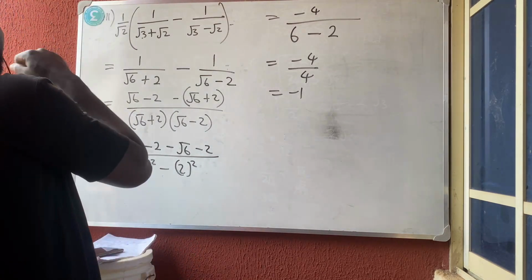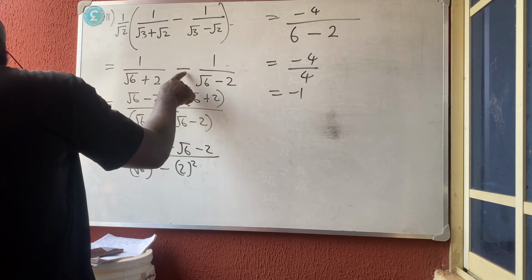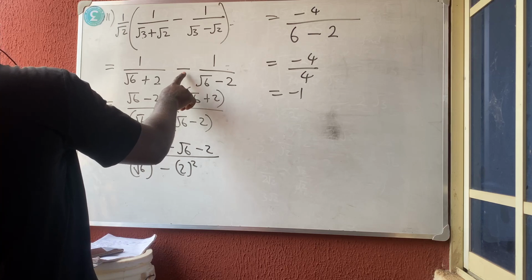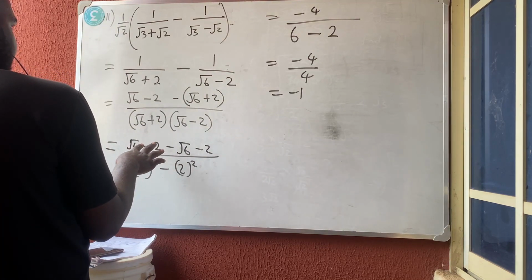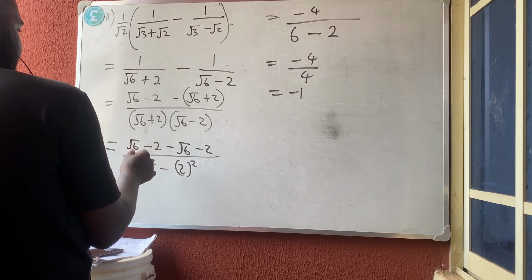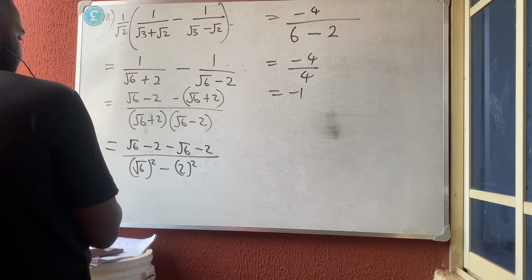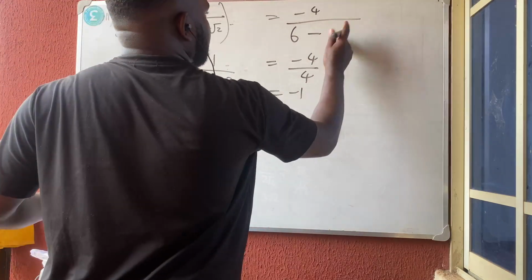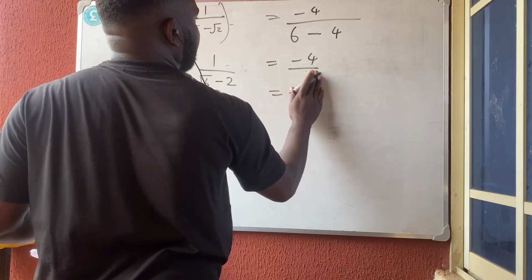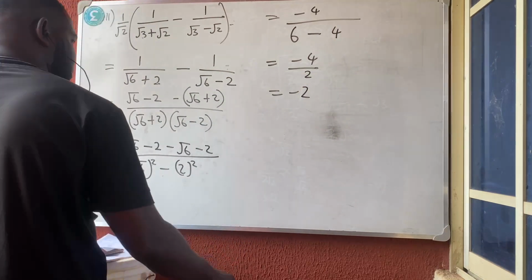Okay, are you sure there is no mistake anywhere? Because I think this into this is this, this into this is this, minus this into this is this. Okay. Oh, sorry. 2 squared is 4, not this, 2 squared is 4. So I'm having this minus this is 2, and then minus 2 as a result. Okay.